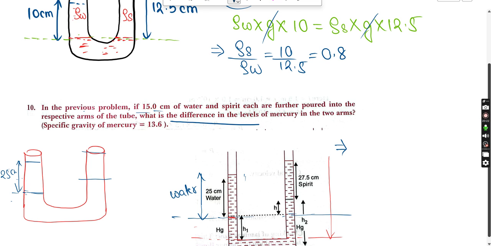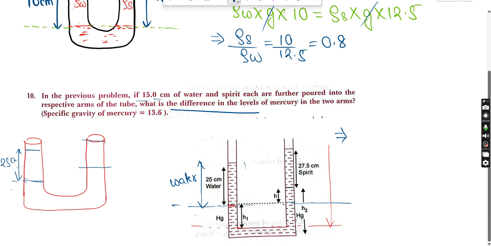That's the reason they are asking the difference in the level. You can think of the difference in the level from this diagram. There is a difference. Mercury in the first column will be up to this level, and mercury in the second column will be up to this level. Getting the point? Why? If you want to take up to here, this will be the water column and here there will be a spirit column, so it needs some extra. Who will compensate this extra? It will be compensated by the mercury only.